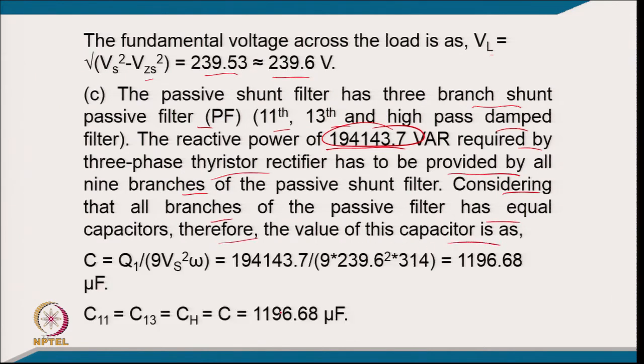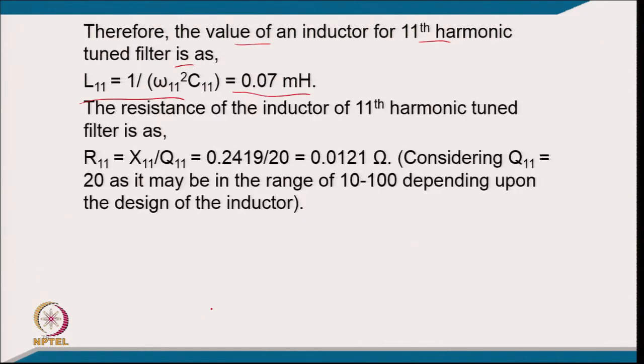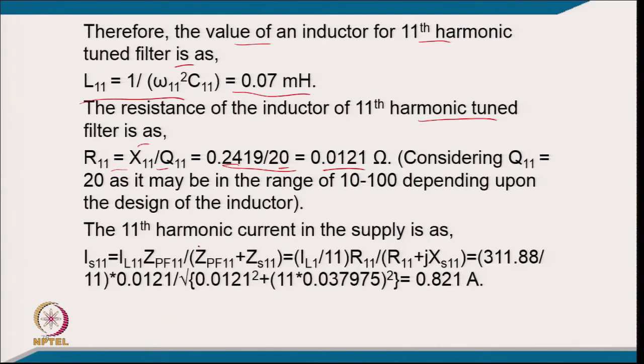Therefore, putting the values, the value of the capacitor is C equal to 1196.68 microfarad, and all capacitors are the same, 1196.68 microfarad. The value of the inductor for the 11th harmonic from the tune relation, L11, will be 0.07 millihenry, and the resistance of the inductor for the 11th tuned filter, R11, will be X11 by Q, putting the value Q equal to 20, so it comes to 0.0121 ohm.